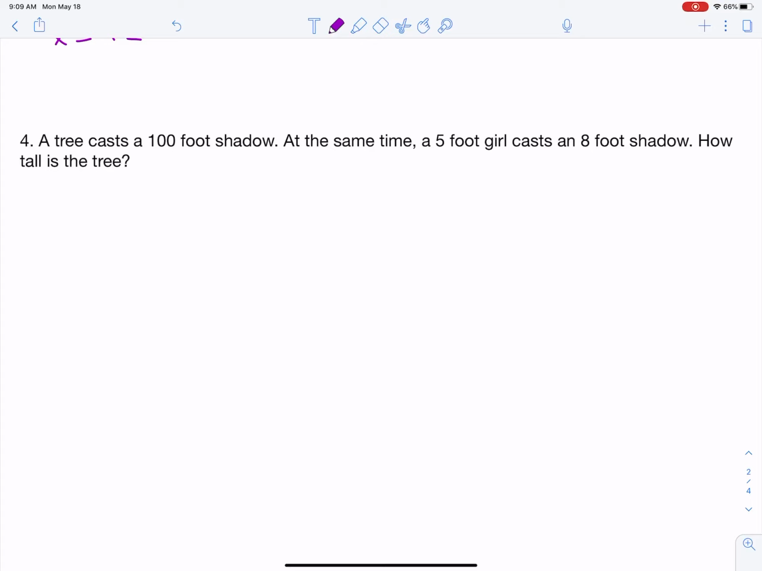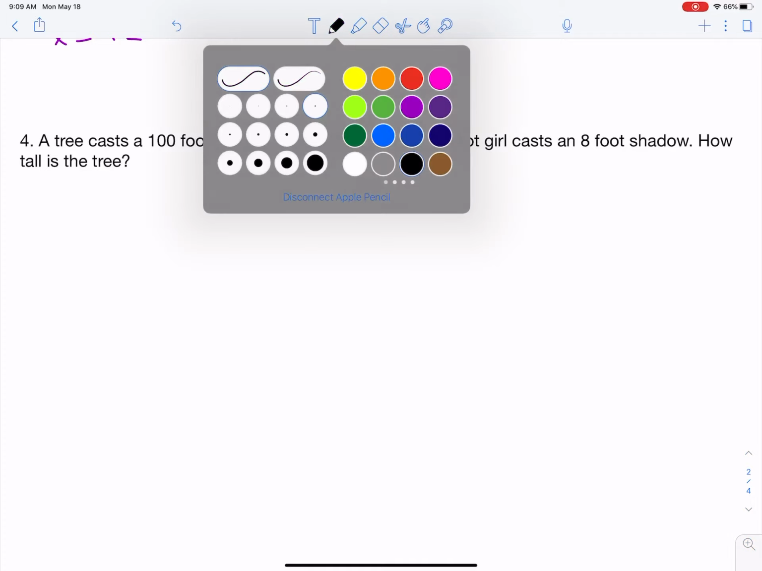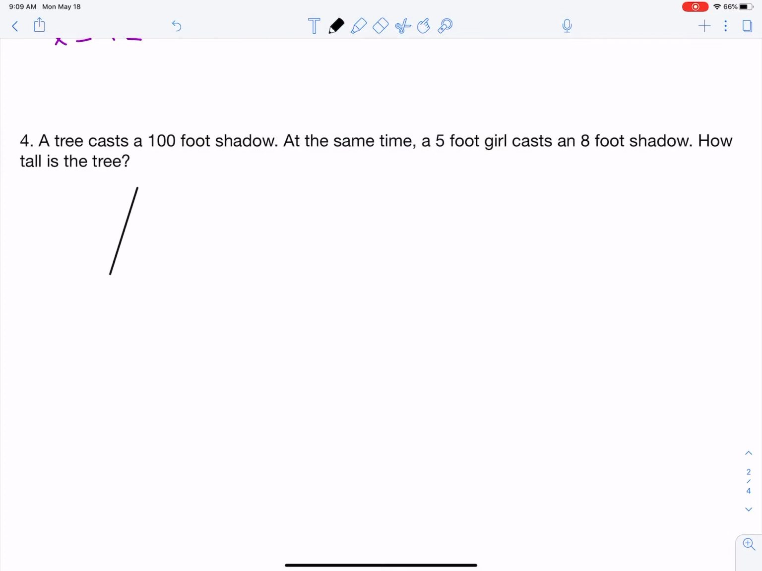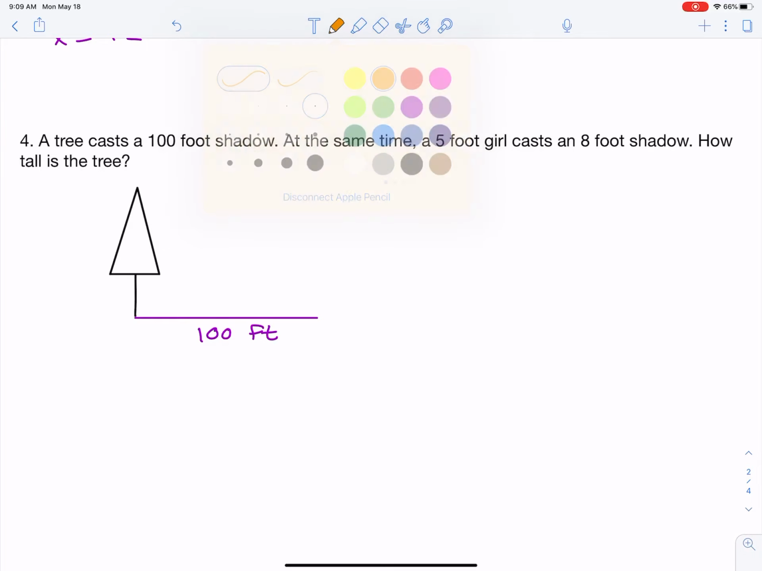Because this is a word problem, I want to get a picture of what's going on here. So I have this tree, this is my tree here, and it casts a 100-foot shadow. I'm going to draw that shadow in purple, and we know that it is 100 feet. Because it's casting a shadow, I'm going to do this in orange. Imagine this is the light, the sun's rays, and it forms a triangle.